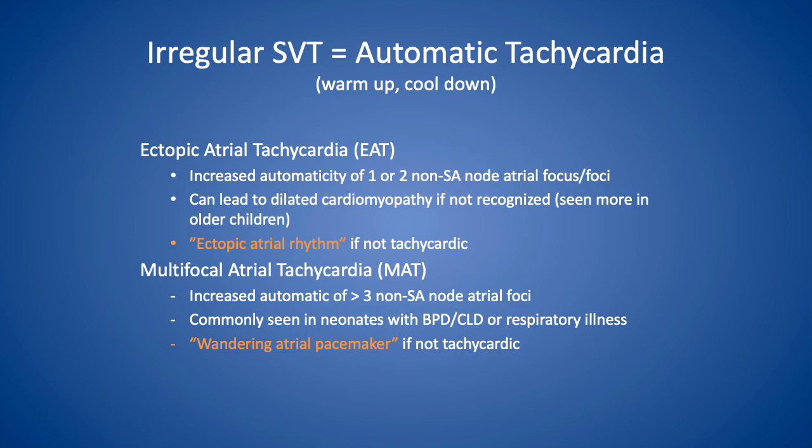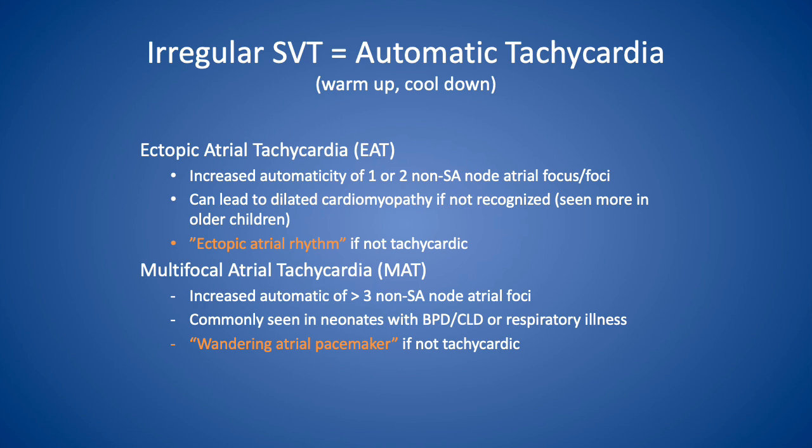So EATs, or ectopic atrial tachycardia, are increased automaticity of one or two non-SA node foci. It can lead to dilated cardiomyopathy if it's not recognized. You typically see it in older children. And if it doesn't present as tachycardia, then it's called an ectopic atrial rhythm.